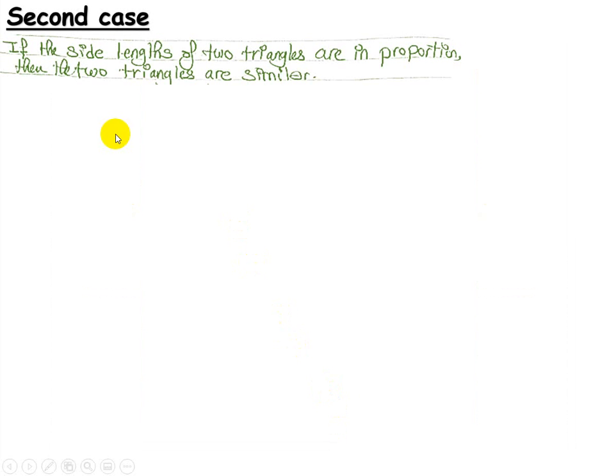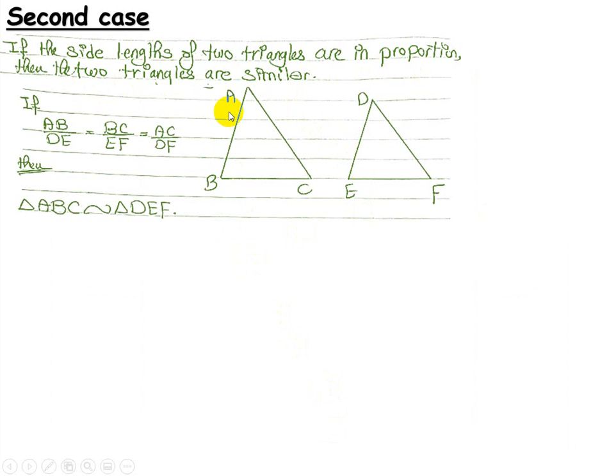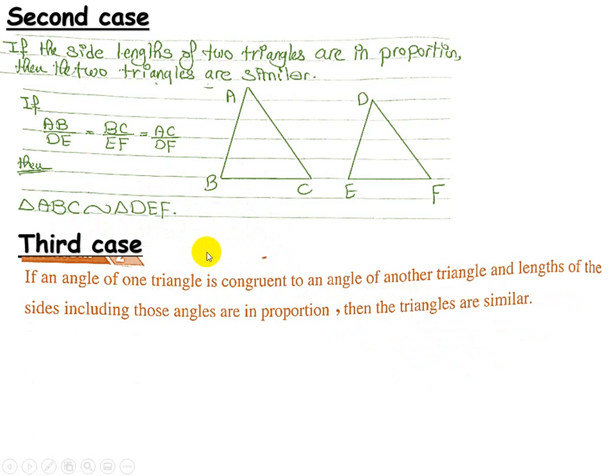Second case, if the side lengths of two triangles are in proportion, then the two triangles are similar. Which means that if AB over DE equals BC over EF equals AC over DF, so the triangle ABC is similar to triangle DEF.